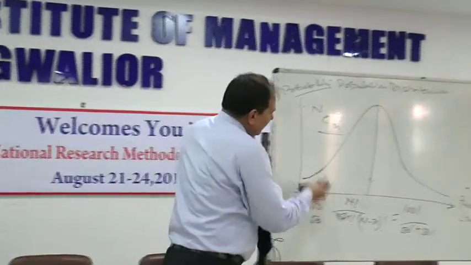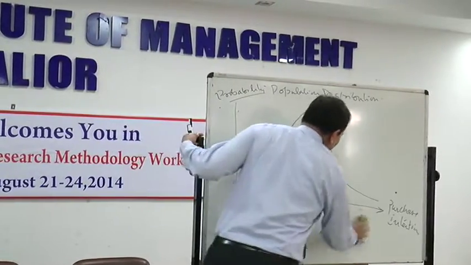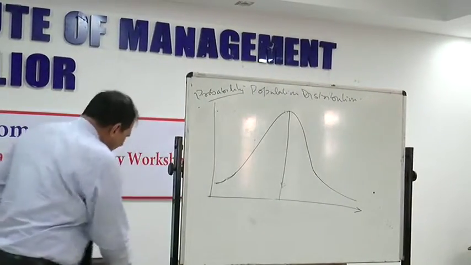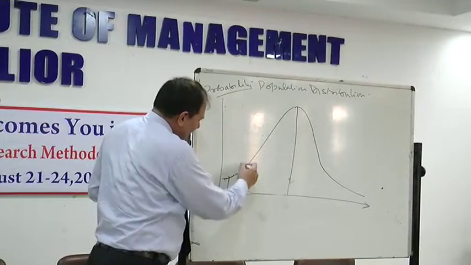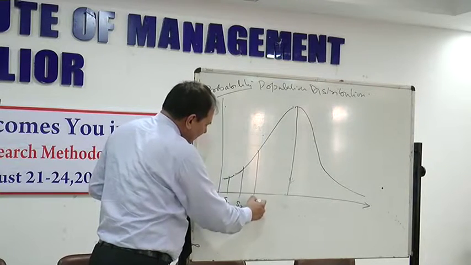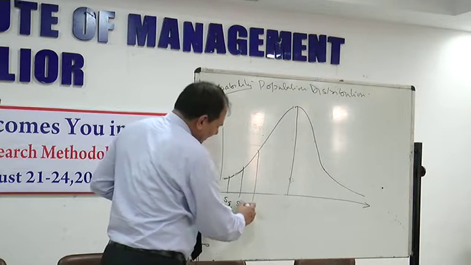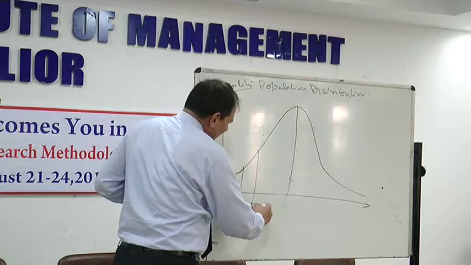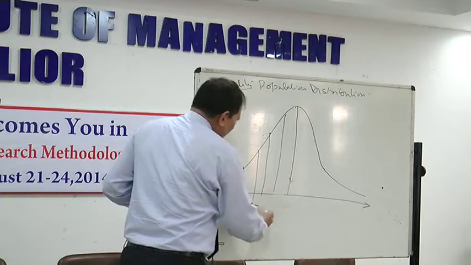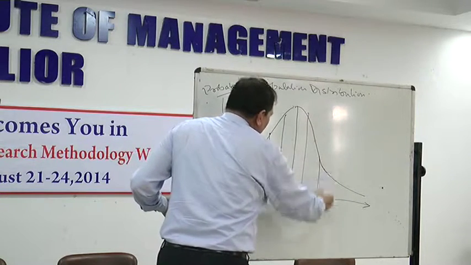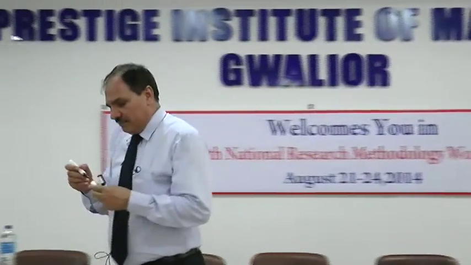Now, suppose the sampling distribution will also look like this. Now I am taking, this is sample 1, this is sample 2, this is sample 3, this is sample x bar 1, x bar 2, x bar 3, because I am plotting means. Like that, these are the samples, the number of samples that can be drawn.